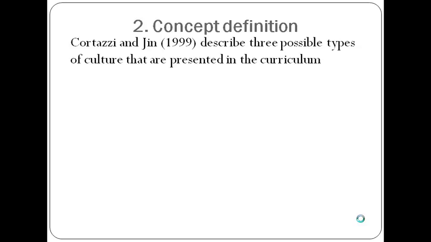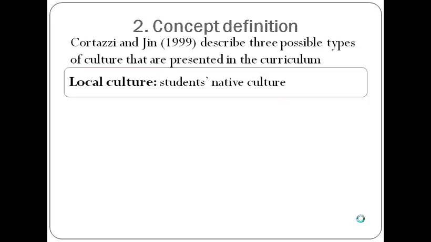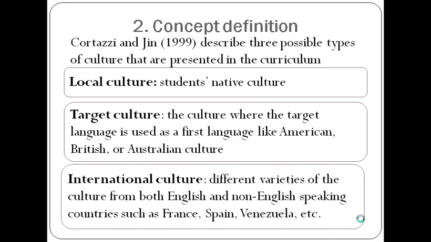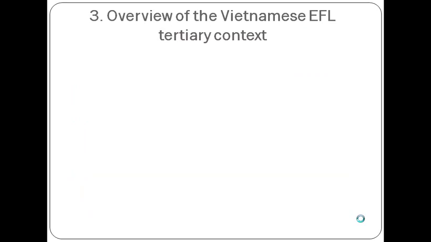So we just talked about the different types of culture: local, target, and international culture. Now let's take a quick look at the definitions. According to Cortazzi and Jin, local culture refers to the students' native culture. The target culture is the culture where the target language is used as the first language, like American, British, or Australian culture. International culture refers to the different varieties of culture from both English and non-English speaking countries, such as France, Spain, Venezuela, etc. And now let's come to an overview of the Vietnamese EFL tertiary context.